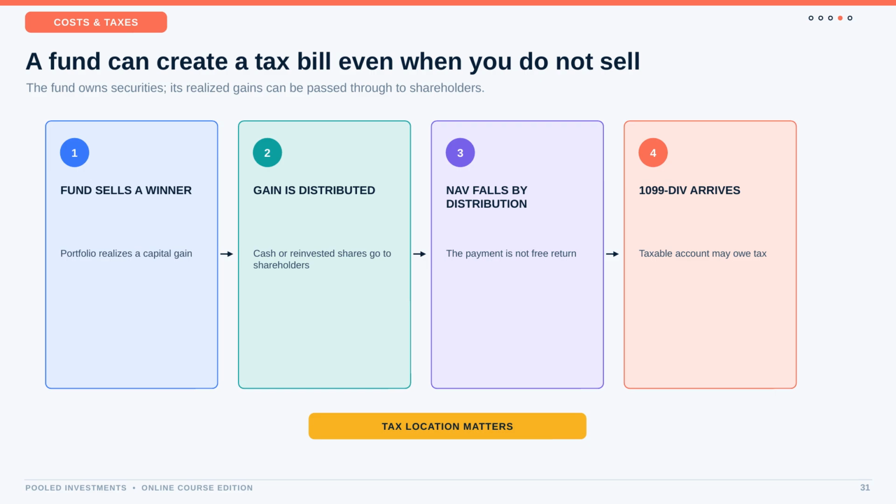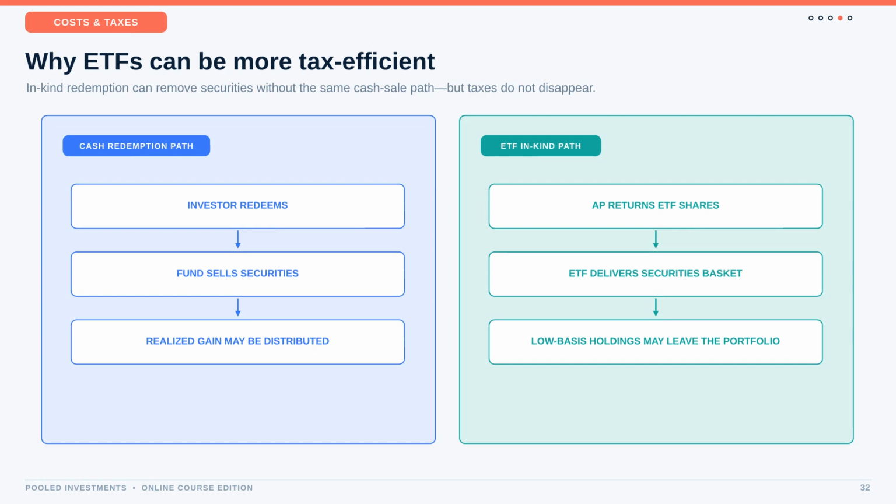The distribution is not free return because NAV usually falls by the distribution amount. Taxes depend on account type, holding period, income category, and personal circumstances, so tax analysis should be coordinated with appropriate professional guidance. ETFs can be relatively tax efficient because authorized participants may receive securities in kind when redeeming creation units.